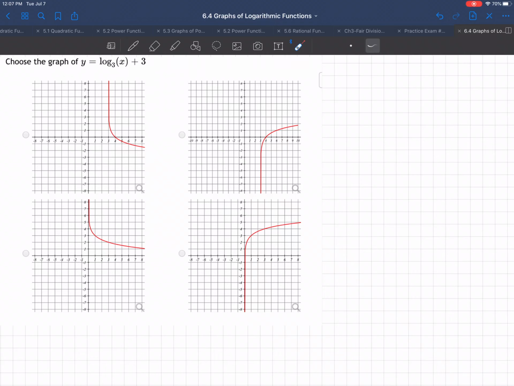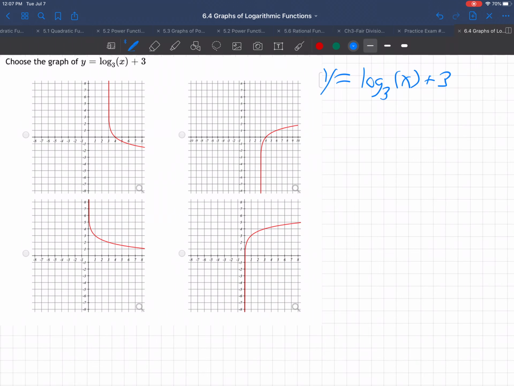In this example, we're trying to graph a logarithmic function. So let me bring it over here. y equals log base 3 of x plus 3. Now, how do we generally graph a log?